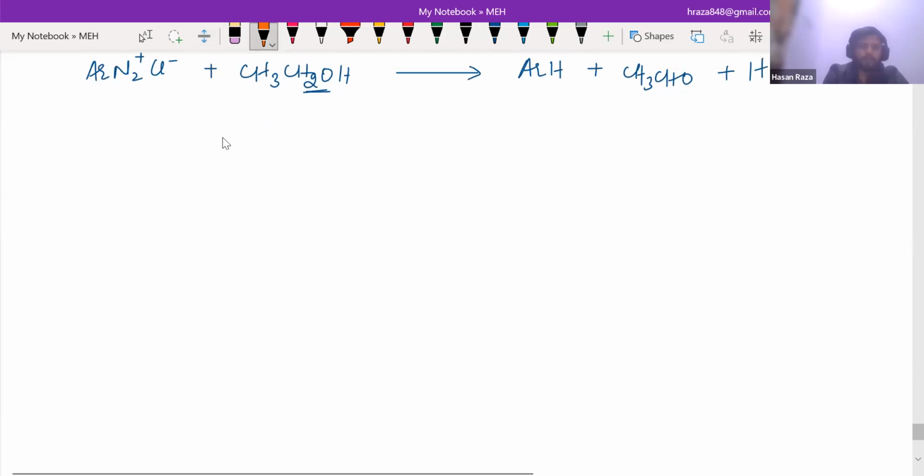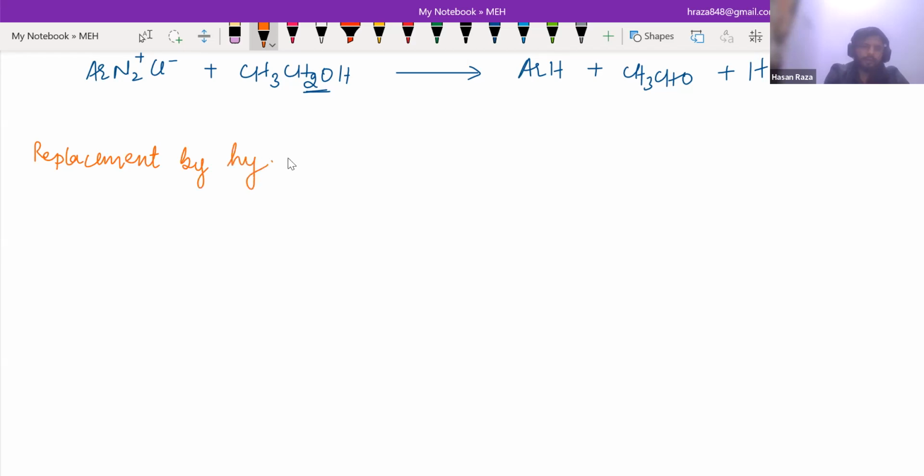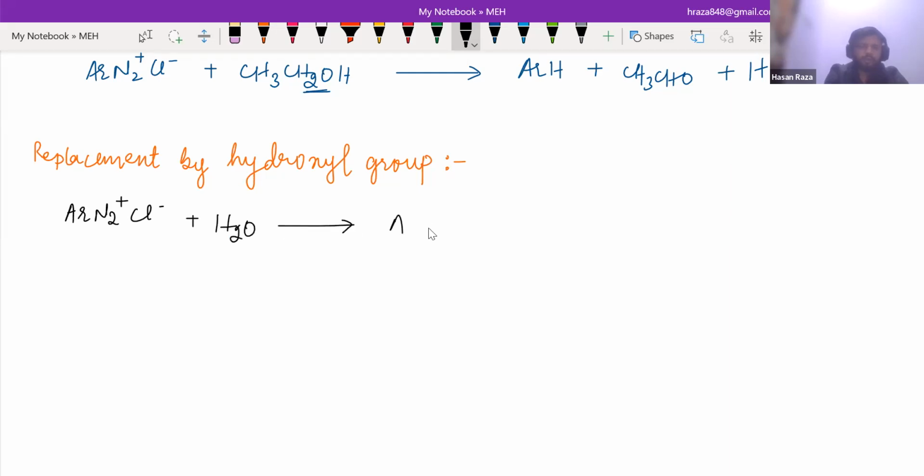So this is your replacement by hydrogen. Now we are going to talk about replacement by hydroxyl group. So this is your ArN2+Cl-. You just need to hydrolyze it, that means react it with water. You will be getting phenol, ArOH, plus N2 plus HCl. This is how you will replace this with OH.